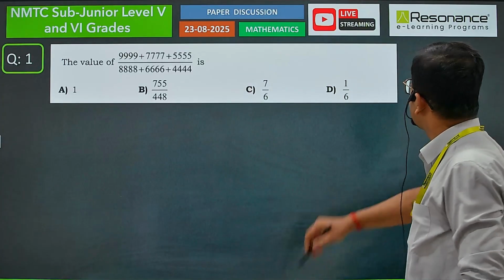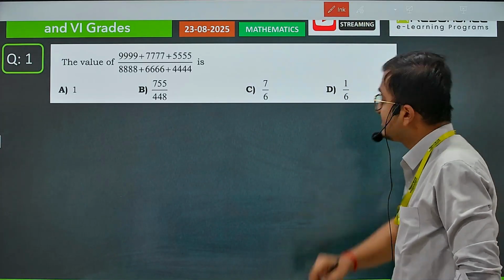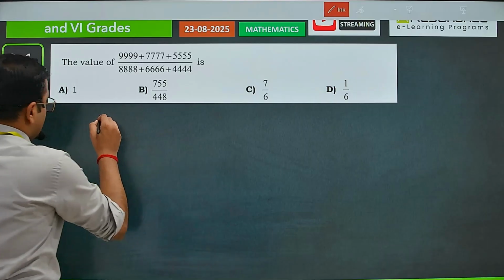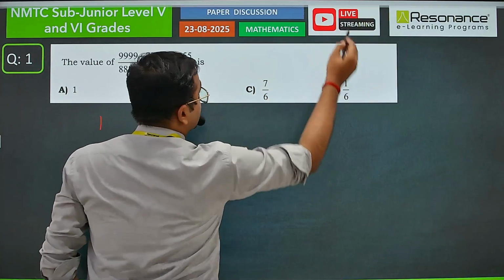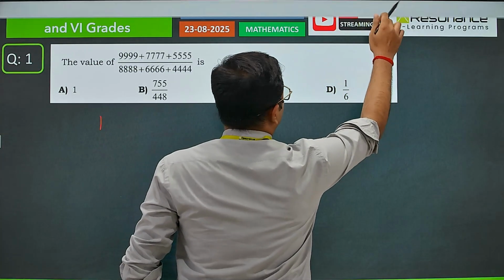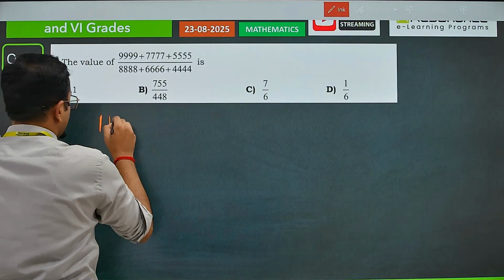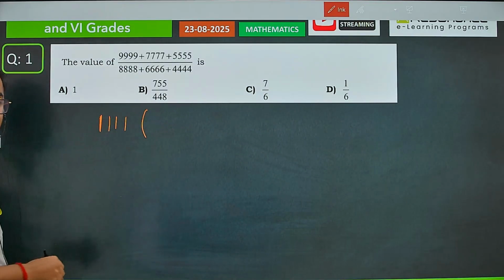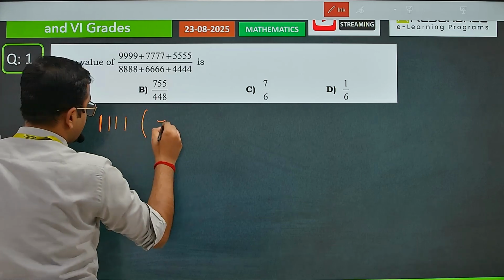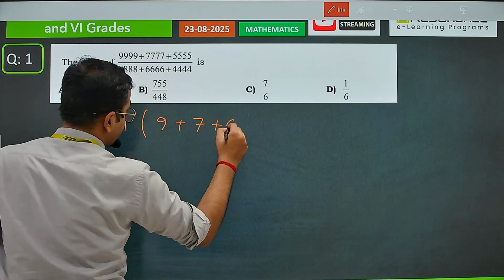So first question, pretty easy. Let us start with that. Just a second, let me change the color. Yeah, better. Okay, so I can take 1 common from the numerator. That will give me 9 plus 7 plus 5.